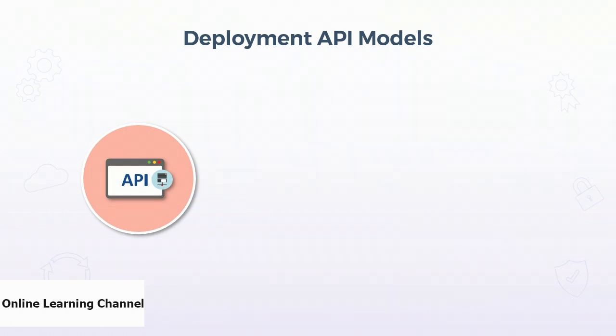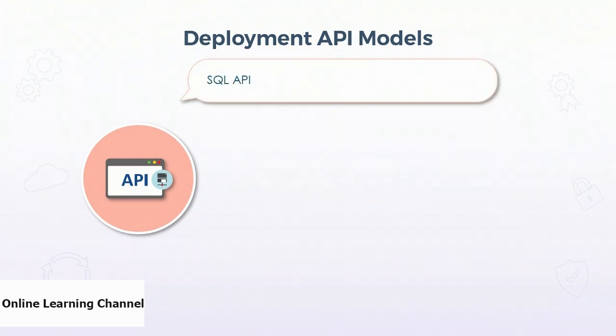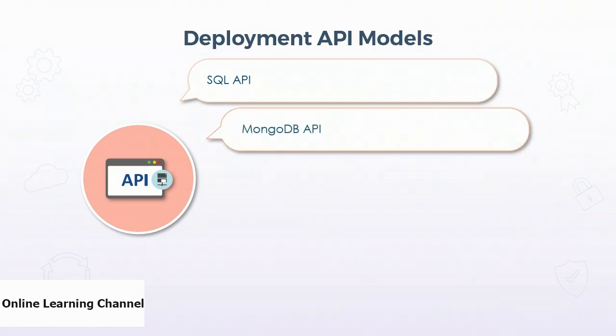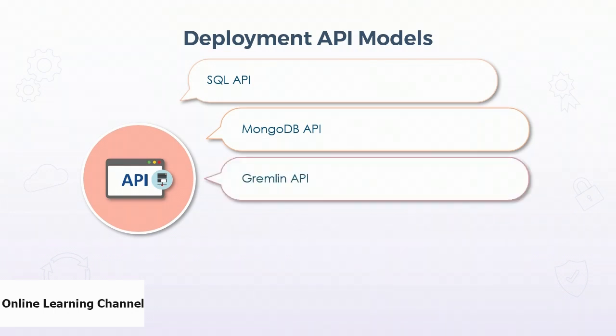Now, one of the most popular APIs, in fact, it's the default API, is the SQL API. Now, this provides you with a more traditional NoSQL JSON document view, which you can query using a familiar SQL syntax. Now, the MongoDB API allows you to interact with your data using the MongoDB protocols. Now, you're still using Cosmos DB, but for all intents and purposes, it will seem like you're using an actual MongoDB NoSQL database.